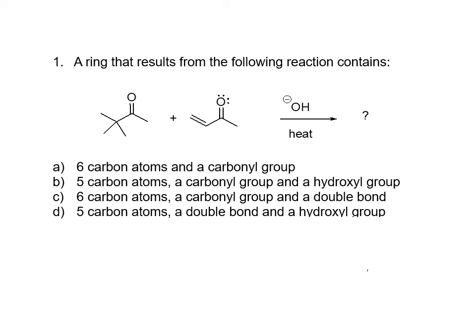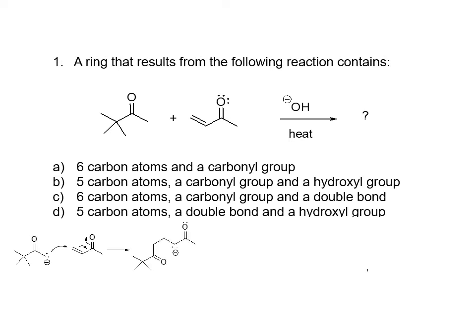So answer A is actually incomplete because the product does contain 6 carbons and a carbonyl group, but there is also a double bond present. B and D are wrong because the ring is 6-membered, not 5-membered. So C is the complete answer. The product contains 6 carbons, a carbonyl group, and a double bond.